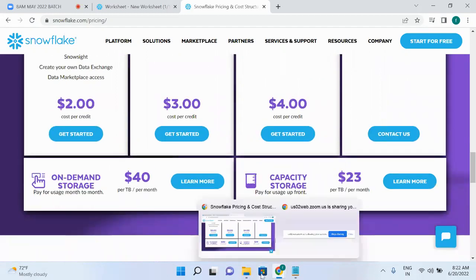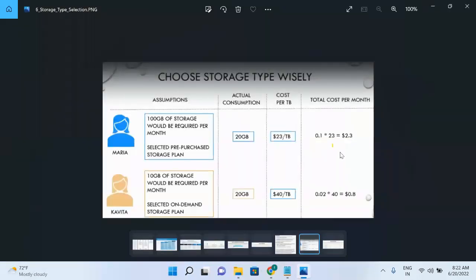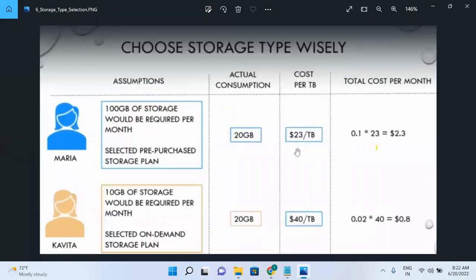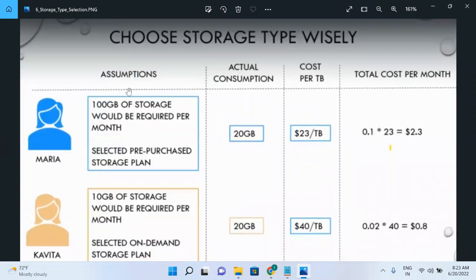Now let's observe an example. We will see how things will differ here. Let's come to this example. If you observe, when it comes to the storage type here, we have two assumptions. One assumption is that 100 GB of storage is required per month. So their implementation is 100 GB of storage, and they selected the pre-purchased storage plan.